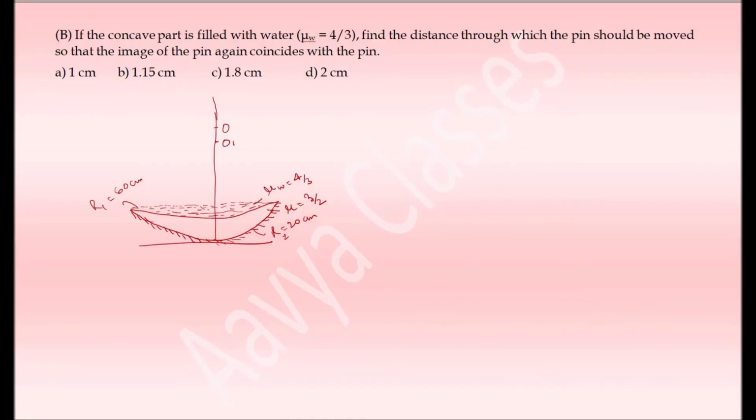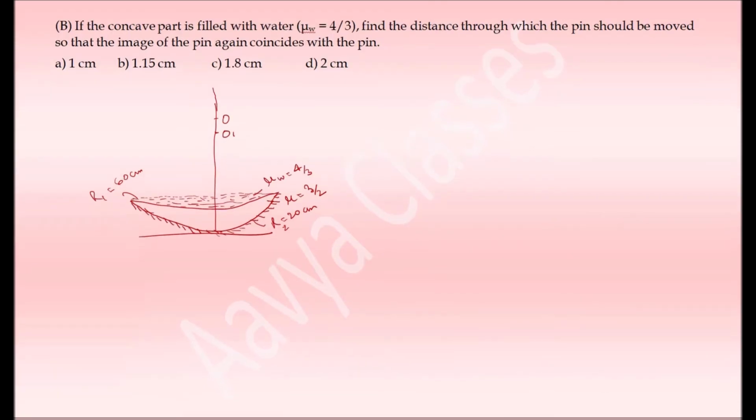And this is part B of the previous problem. If the concave part is filled with water having refractive index 4 by 3, then find the distance to which the pin should be moved so that the image of the pin again coincides with the pin. So earlier the pin was placed here and this distance was 15 centimeter.